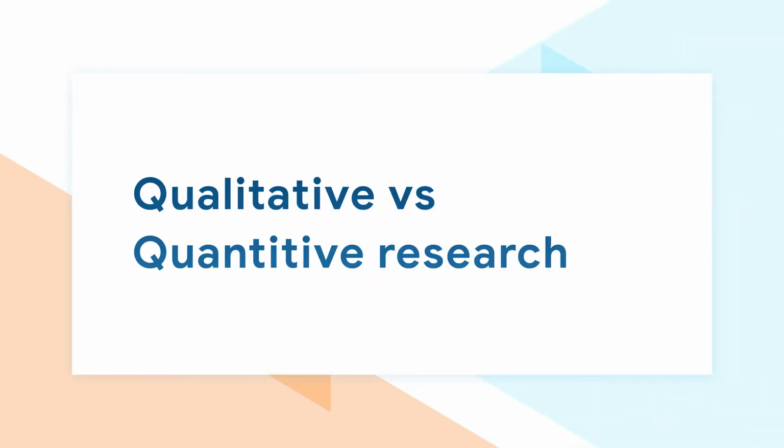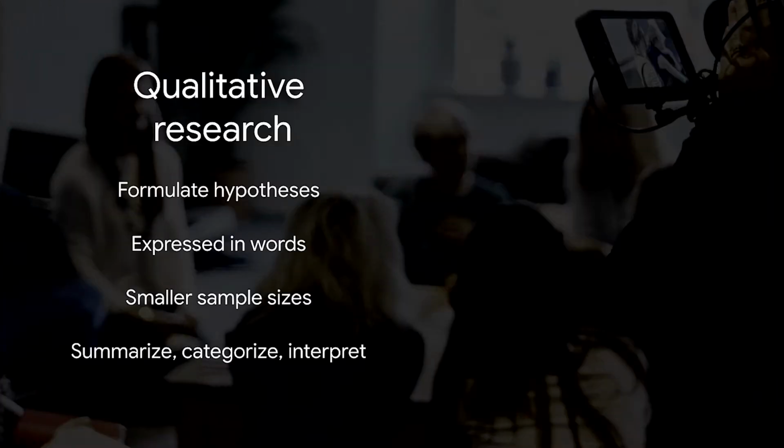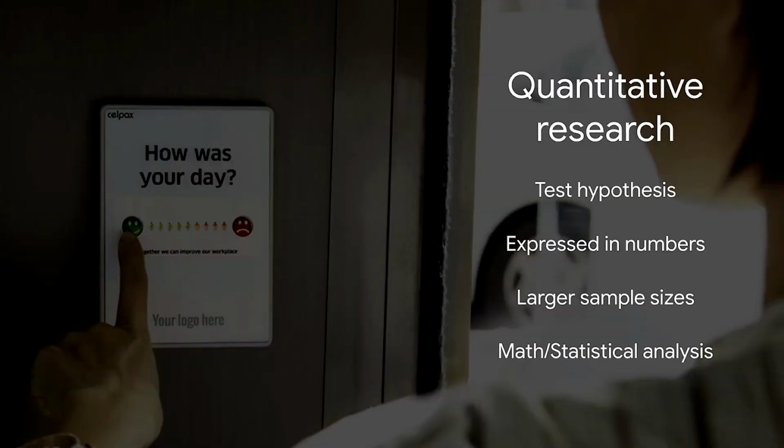So, what are quantitative and qualitative methods? Qualitative research usually lets you formulate a hypothesis. It is often expressed in words. It usually is done with small sample sizes, and the data that you collect is analyzed by summarizing, categorizing, and interpreting that data. Quantitative research allows you to test a hypothesis. It is expressed mainly in numbers and graphs, requires large sample sizes to reach conclusions, and the numbers are then analyzed with math or statistical analysis.